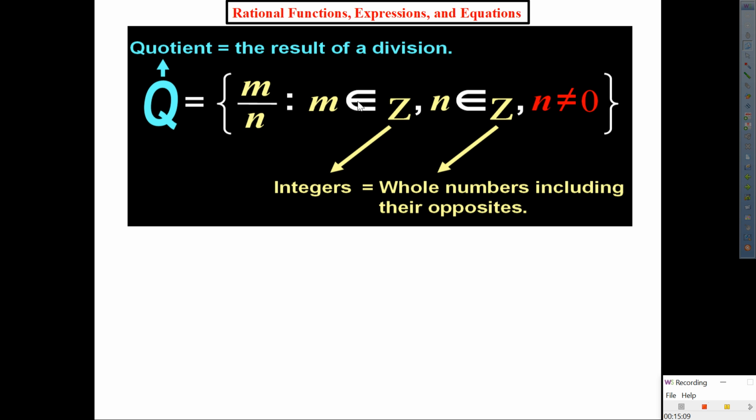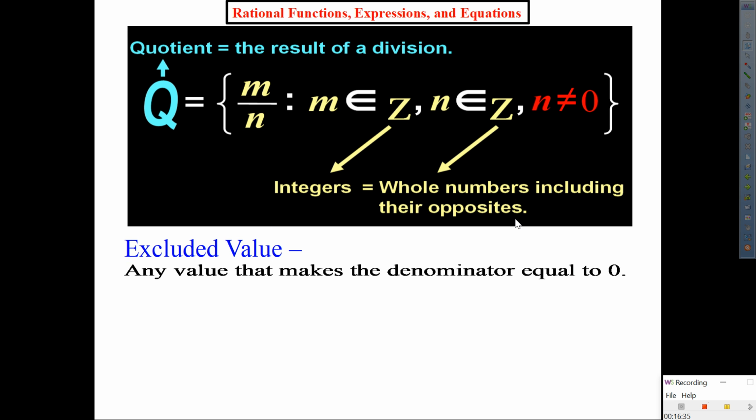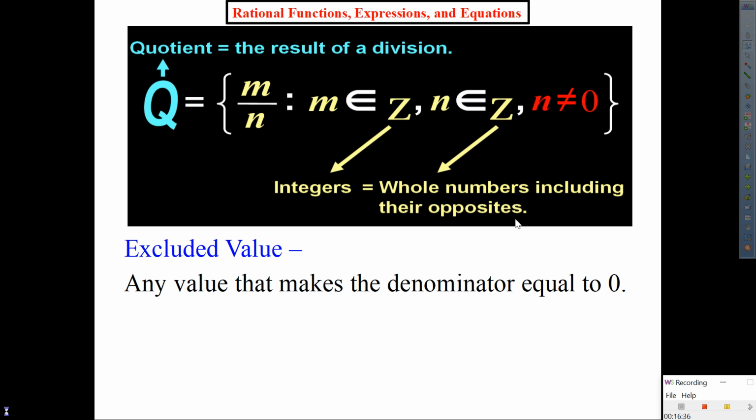Okay. However, here's a disclaimer. n cannot equal 0, or in other words, the denominator cannot equal 0. I don't know if you remember your teacher saying, okay guys, we can't have the denominator 0 because the slope would be undefined. Remember something like that, some of us? Yeah? Okay, good. So today, when we look for values that make the denominator 0, those are what we call excluded values. Why are they excluded? Because we cannot use them. Why can't we use them? Because we cannot have the denominator equal to 0, according to the definition.